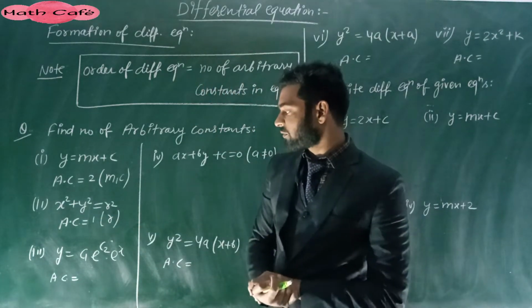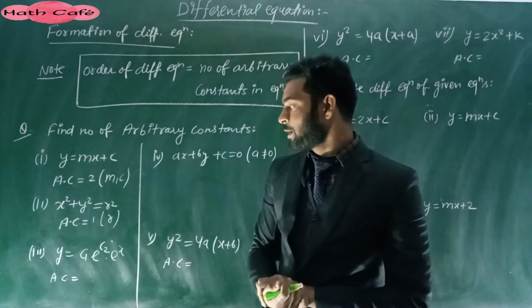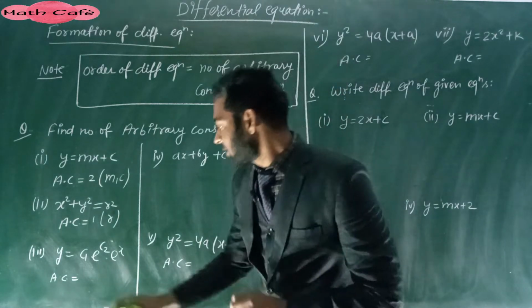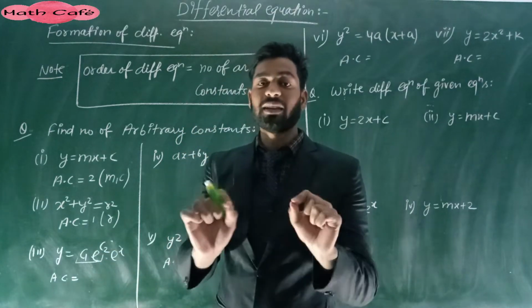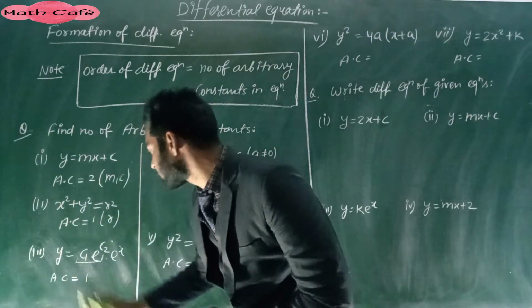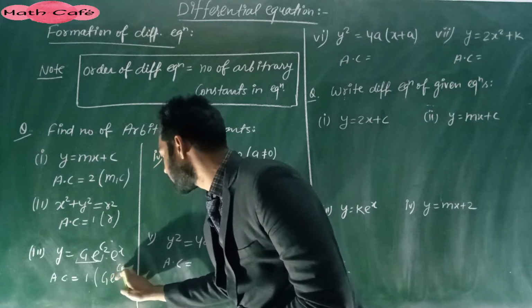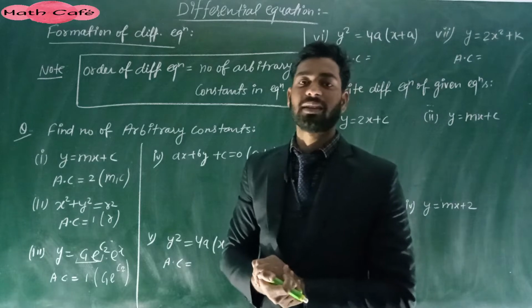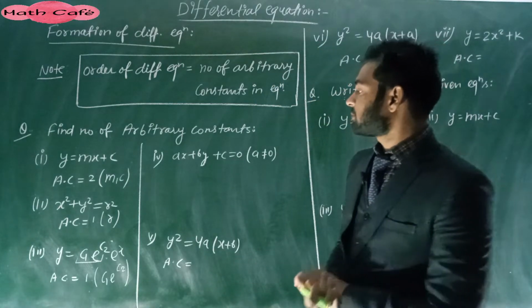In the given third equation, y equals c1 into e raised to c2 into e raised to x. Here the arbitrary constant is not 2, because these 2 terms will form a single constant. So here the arbitrary constant will be only 1, and that is c1 into e raised to c2. Listen carefully, there are not 2 arbitrary constants in the given equation. There is only 1. Alright, let's move to the next example.